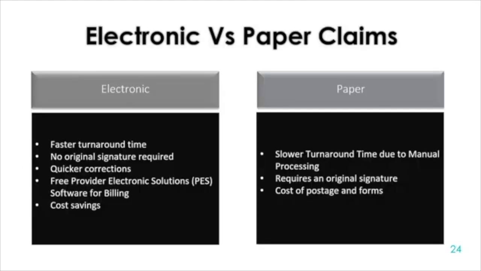This slide tells you there are two different ways you can submit your claims: electronic or paper. Obviously, electronic has a quicker turnaround time, and you don't need an original signature. We have free electronic billing for your electronic claims, and it's cost saving, but you can always take the alternative route, which is a paper claim as well.